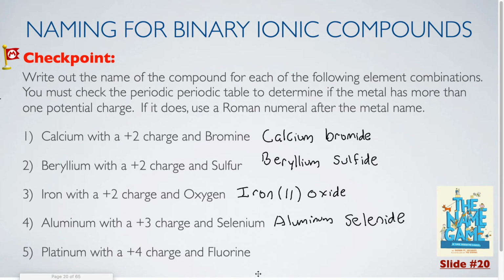In our final example, we have platinum. And platinum does have more than one charge if you look it up on the periodic table. So because of that, I need to include the charge inside of my parentheses. This is going to be platinum 4, and the fluorine is going to become fluoride.